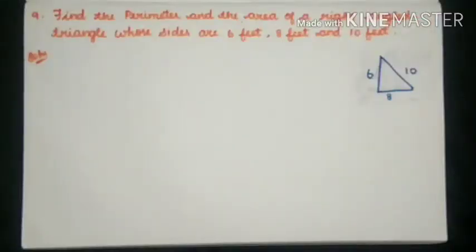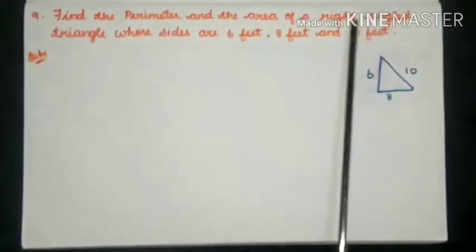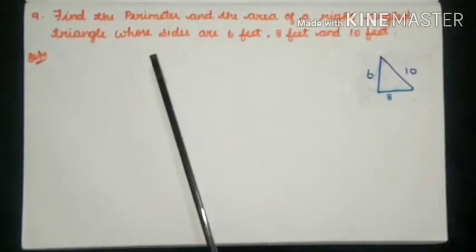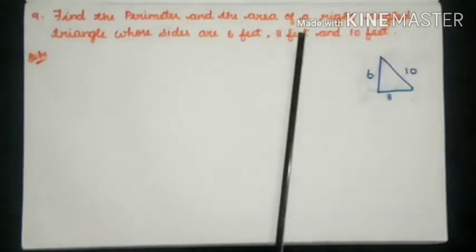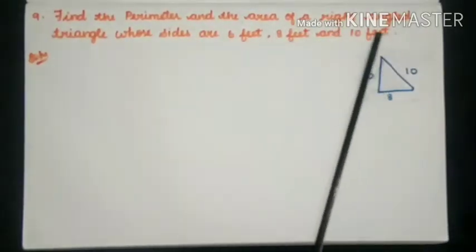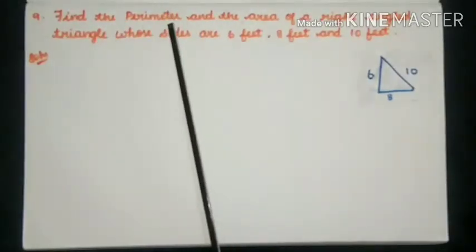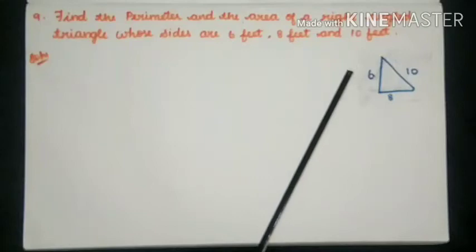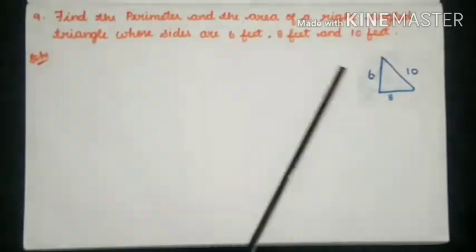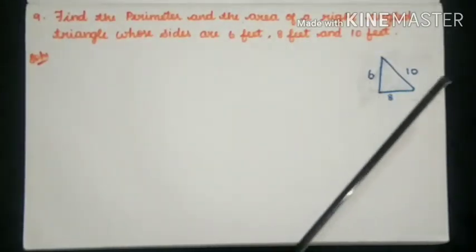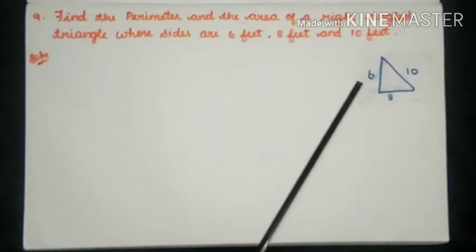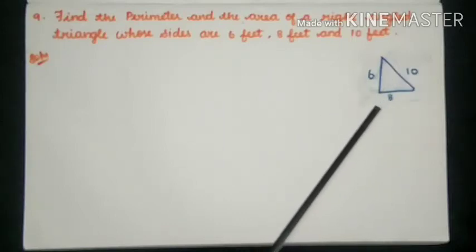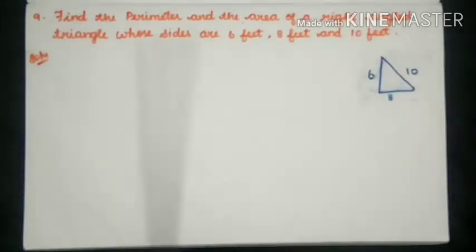Find the perimeter and the area of a right-angled triangle whose sides are 6 feet, 8 feet and 10 feet. Here we are going to find the perimeter and the area of a right-angled triangle. Here the given sides are 6 feet, 8 feet and 10 feet. A value is equal to 6, B equal to 8 and C equal to 10.